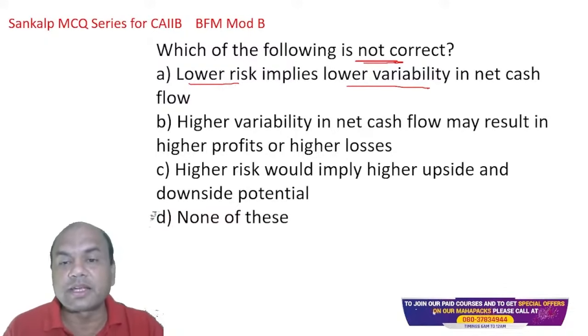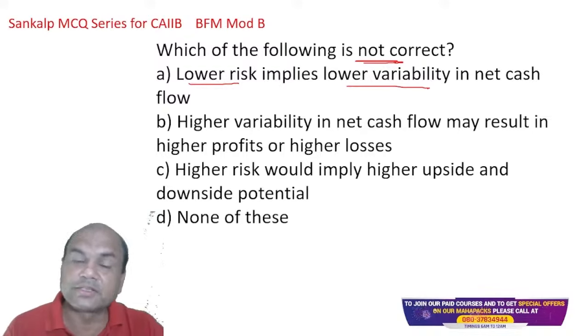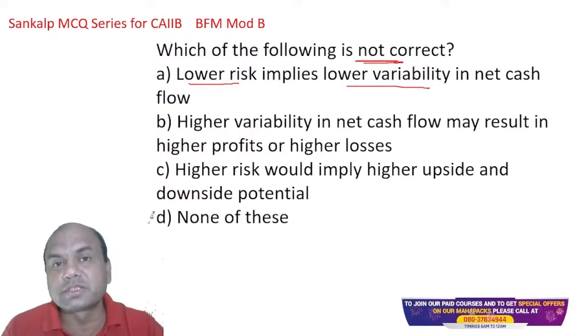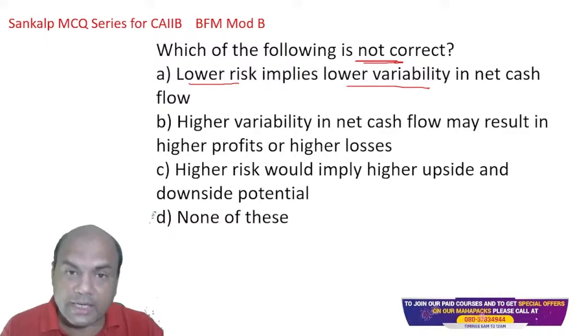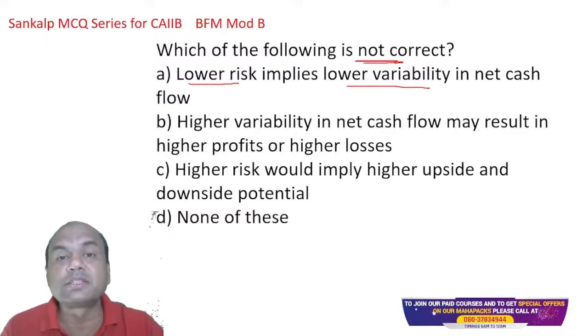Higher variability in net cash flow may result in higher profits or higher losses. Higher risk would imply higher upside or downside potential. And none of these. So first one, lower risk means lower variability. Yes, that is true. Why? Because if my cash flow is stable, the variability is less. One month I get 1 lakh. Next month I again get 1,01,000 or 99,000. So the variability is less.